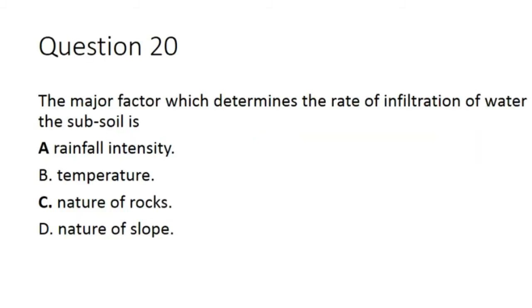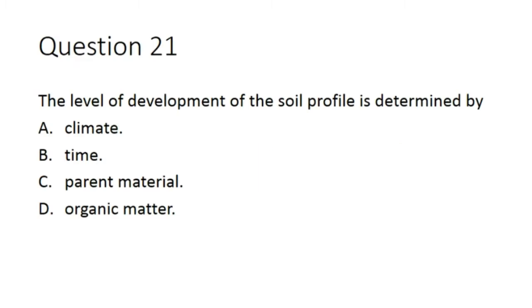20. The major factor which determines the rate of infiltration of water into the subsoil is A. Rainfall intensity, B. Temperature, C. Nature of rocks, D. Nature of slopes. The correct option for question 20 is option C. 21. The level of development of the soil profile is determined by A. Climate, B. Time, C. Parent material, D. Organic matter.